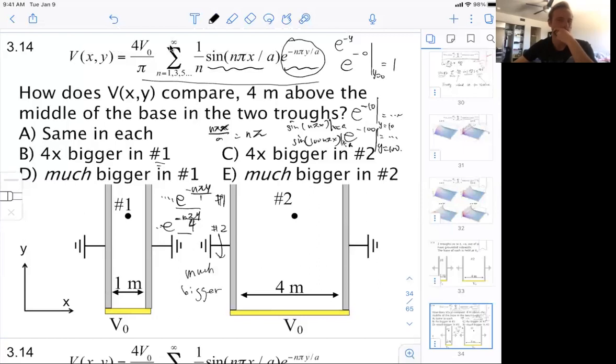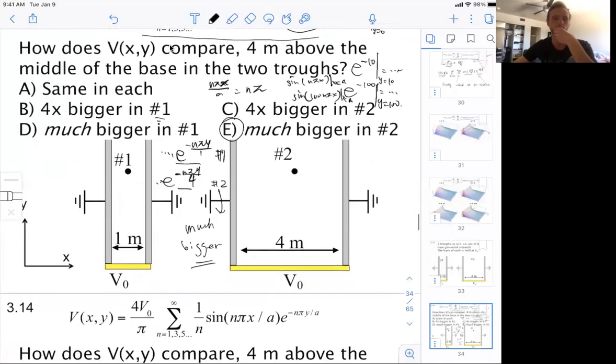Okay. So in this case, we will choose item E as the correct answer. Okay. Any questions?